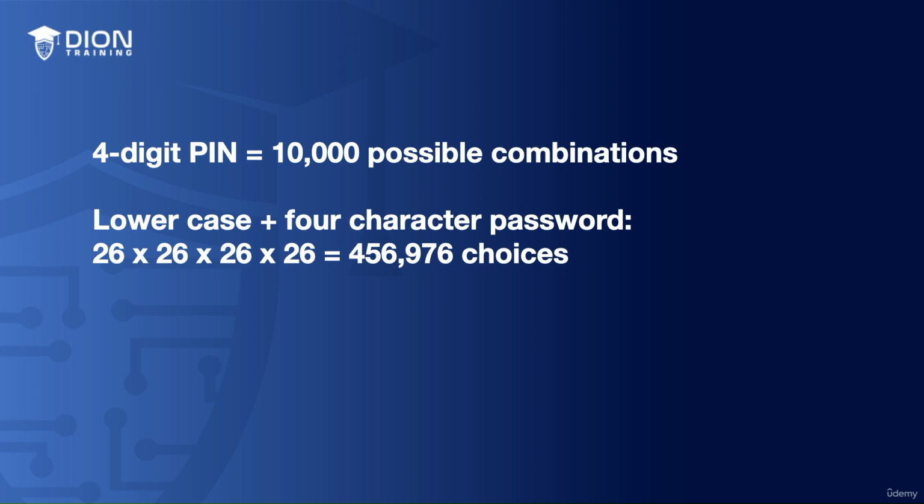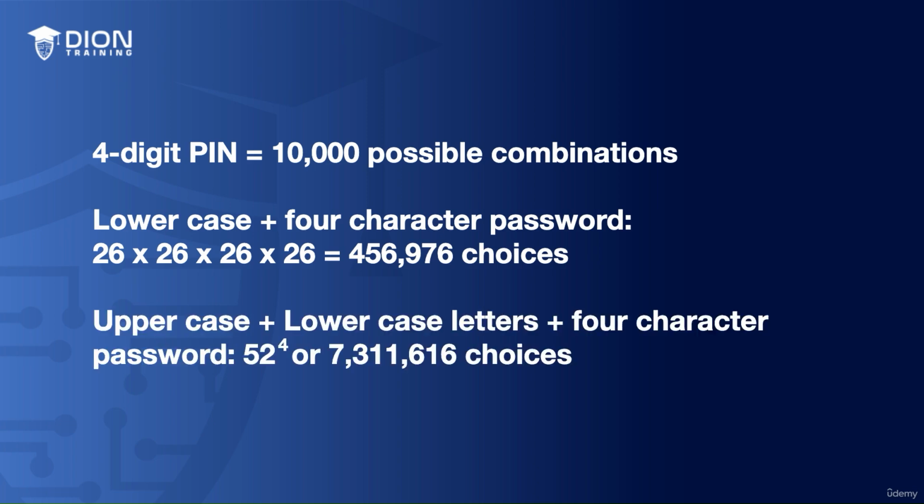So just switching from numbers to lowercase letters gives me more than 40 times the number of possible 4-character passwords. But if we add in uppercase, we move the 26 choice options to 52 options per character. For a 4-character password, this gives us 52 to the power of 4, or 7,311,616 choices, which is now 731 times more options than our original 4-digit PIN.